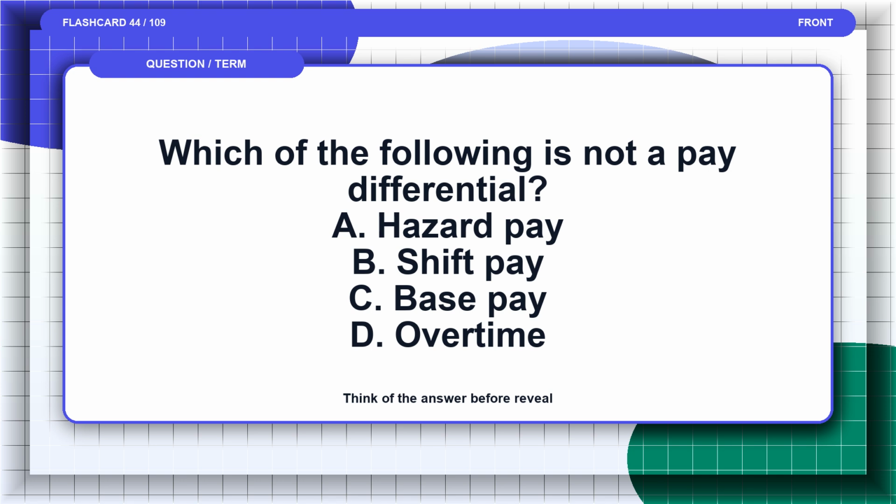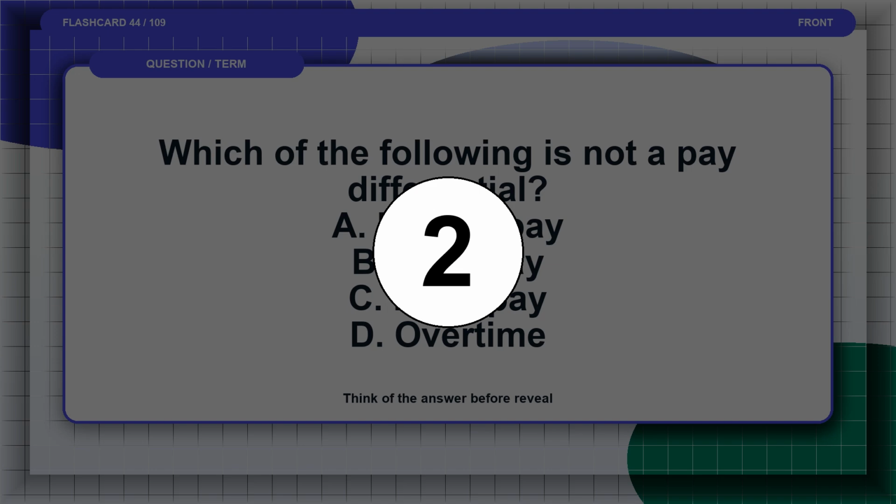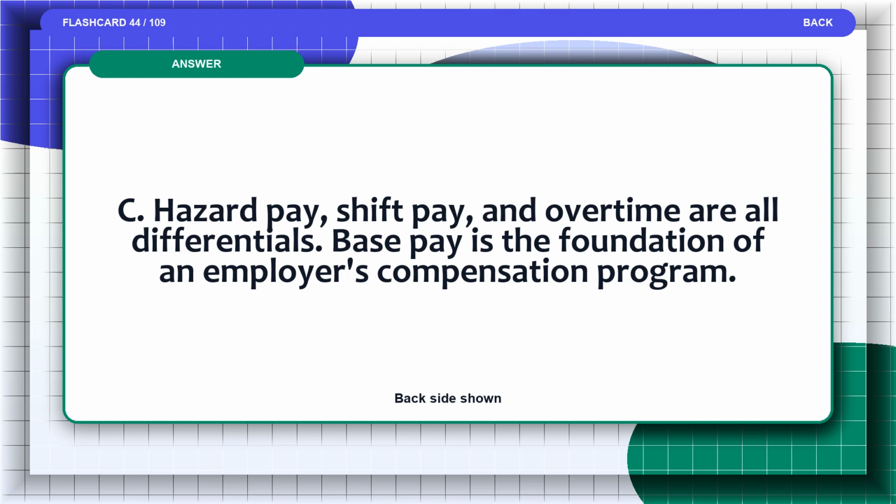A. Hazard pay, B. Shift pay, C. Base pay, D. Overtime. Pause and think of the answer before the reveal. The answer is A. Hazard pay, shift pay, and overtime are all differentials. Base pay is the foundation of an employer's compensation program.